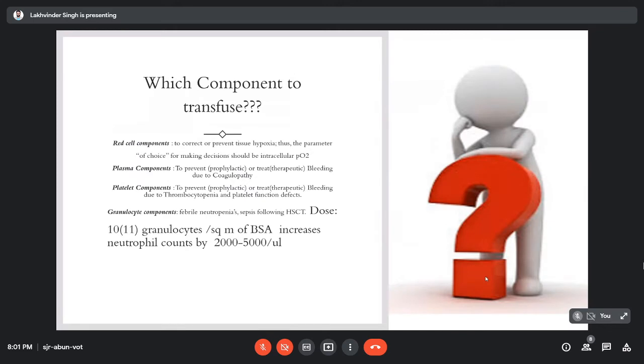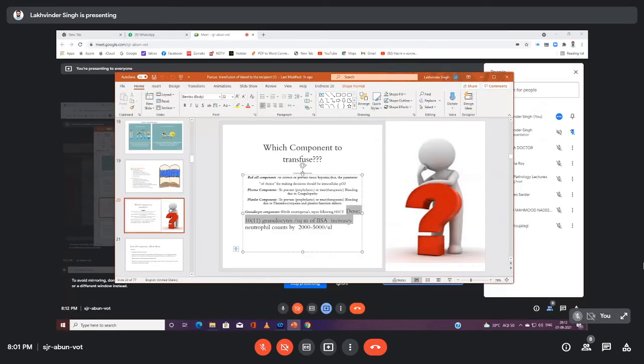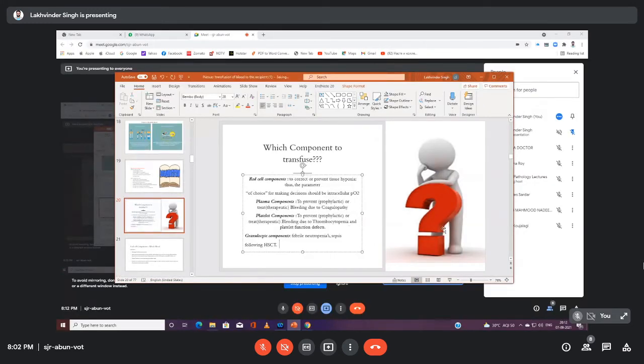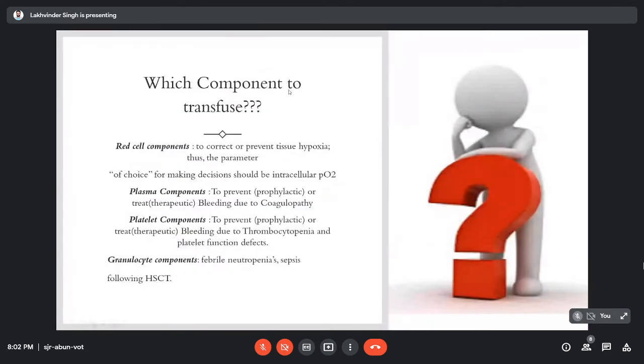So the next big question is which component we have to transfuse. Which component you have to transfuse, whether red cells to be given, plasma to be given, platelet components to be given, granulocytes to be given, and when we have to transfuse these components.